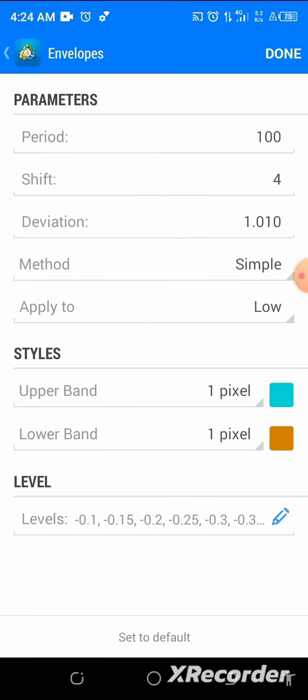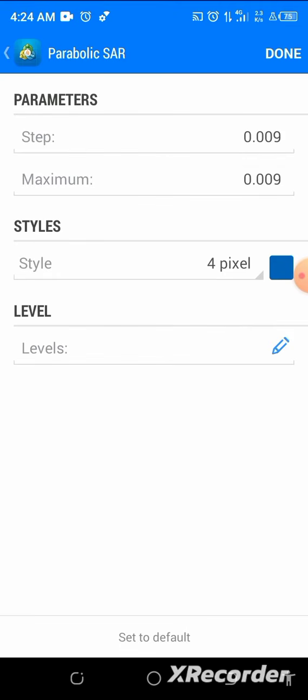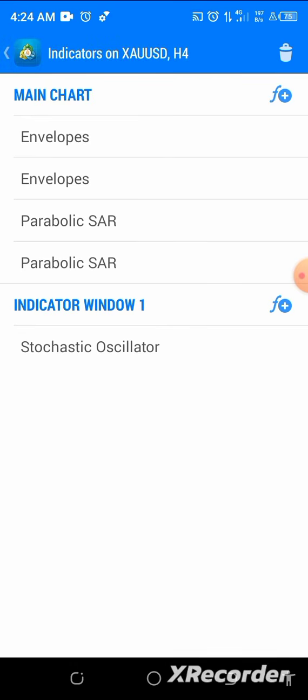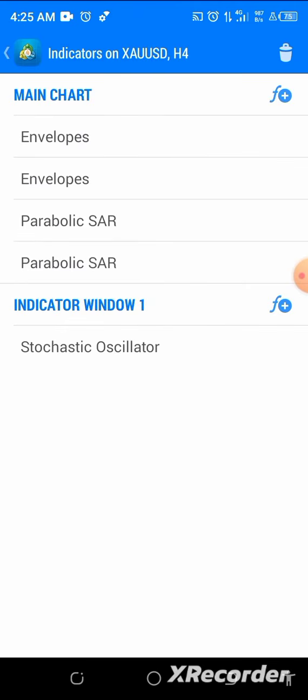Secondly, you go to your second envelope. Period is 110, shift is 0, deviation is 0.060. Method is simple. You apply to low as well. You click done, any color of your choice. Parabolic, step is 0.09, maximum is 0.09, any color of your choice. You click done. Second parabolic, step is 0.082, maximum is 0.0082. You click done, any color of your choice.